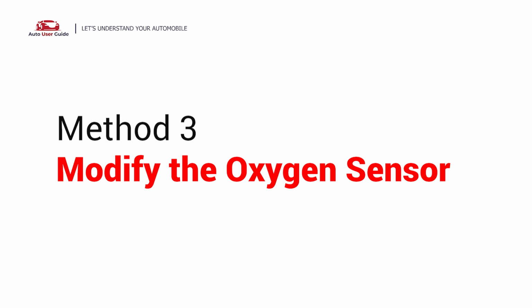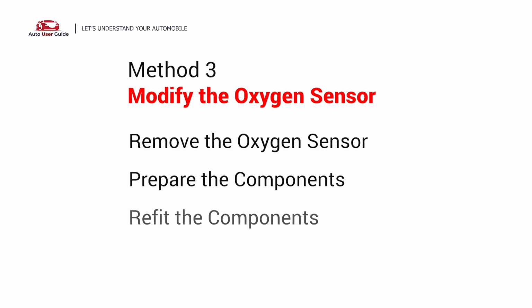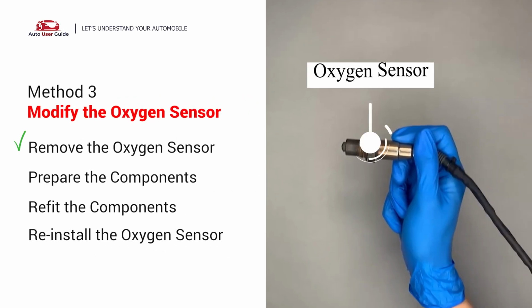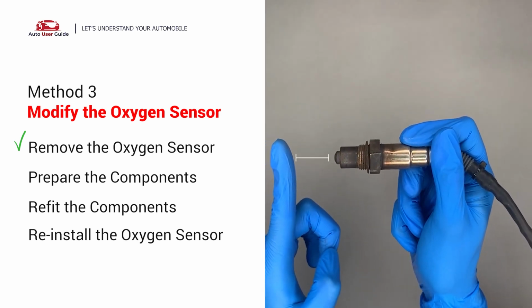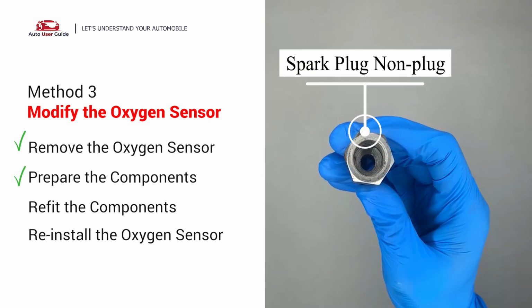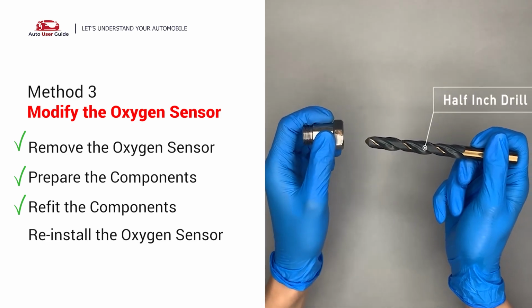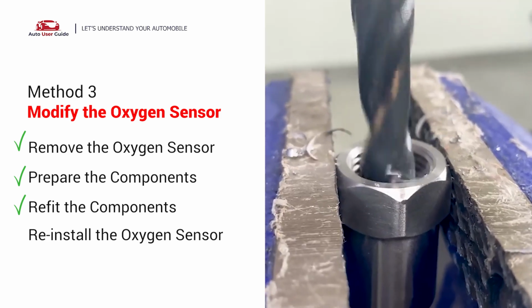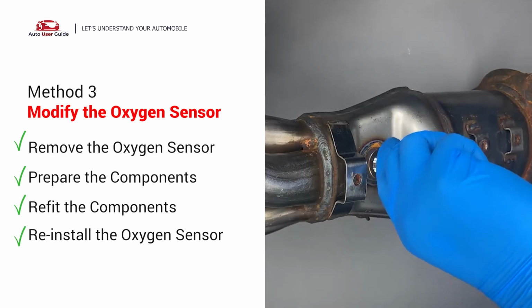Modify the oxygen sensor. You can remove the oxygen sensor from the converter by putting extra space between the sensor and the converter. And now get the smart plug non-fouler, which has enough space to fit into the oxygen sensor, and then use a 1/2-inch drill to refit it. By doing this, put them together and put back on the catalytic converter.